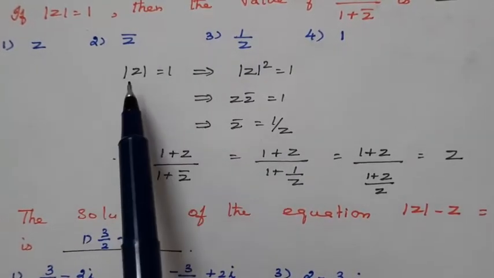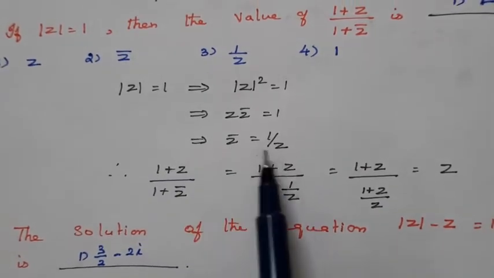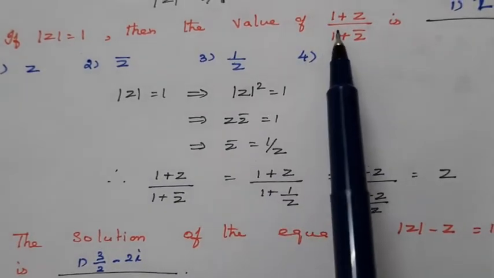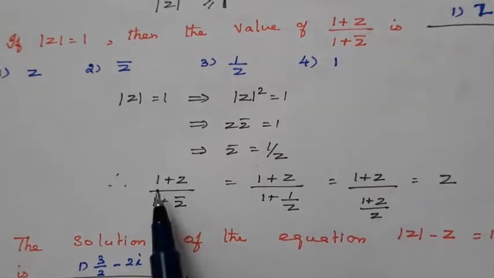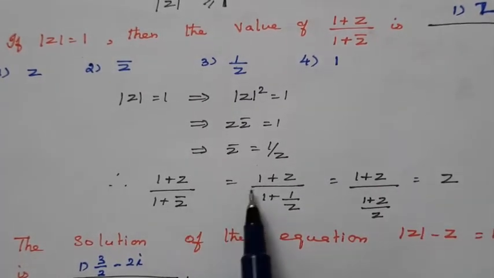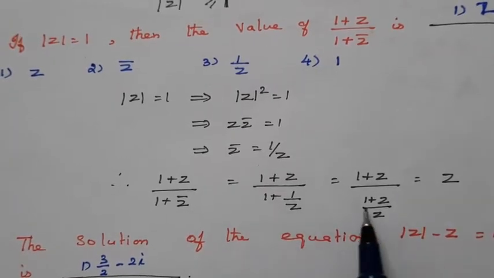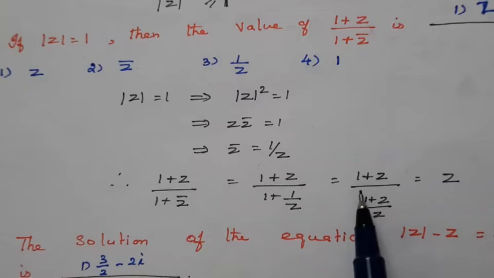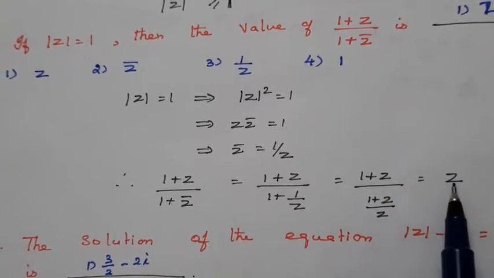So here also let us use this condition modulus of z is equal to 1 to get z bar as 1 by z. So let us replace z bar as 1 by z in the given expression. So (1 plus z) by (1 plus z bar) is equal to (1 plus z) by (1 plus 1 by z). Now taking LCM, it will be (1 plus z) by z. So cancelling this 1 plus z and moving this numerator to the numerator, you will get the answer as z.